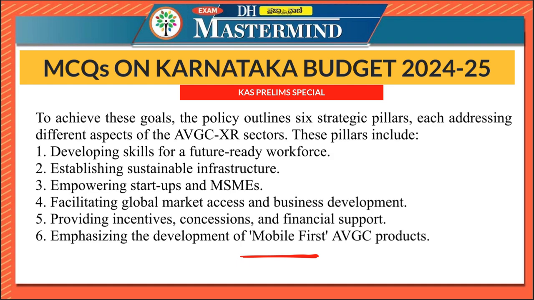You can remember these goals like this. First of all, there should be a workforce, so they are developing skills for the future ready workforce. They have a workforce, but if they don't have suitable infrastructure to establish the company, then what will the companies do? Therefore, establishing sustainable infrastructure comes second. Now there is infrastructure to establish a company, but it has to be a startup since this is a new sector for the state or for the country. Therefore, we have to empower startups and MSMEs. Once they start producing, they should get market access and business development. So the government emphasizes providing global market access and business development. In addition to this, for the industry to sustain, certain incentives, concessions, and financial support should also be given. That is why even that is provided, and more emphasis will be given on the development of mobile first products.